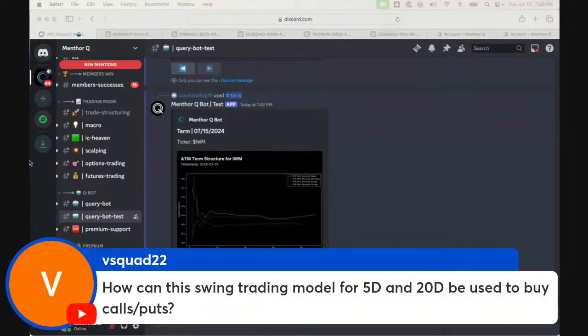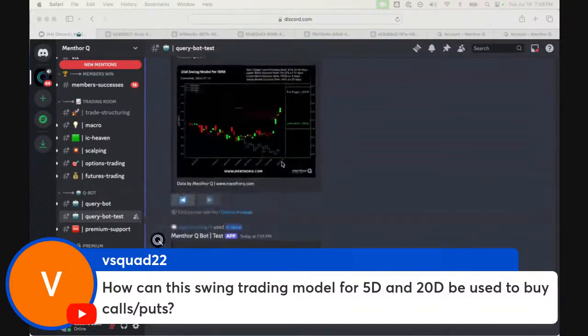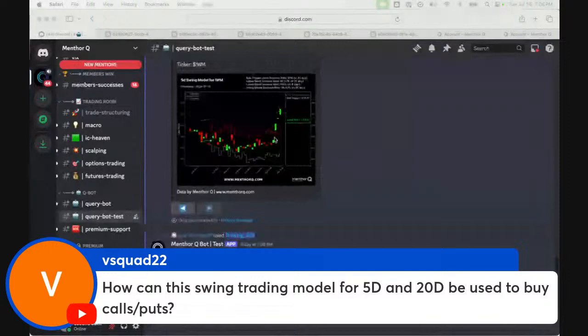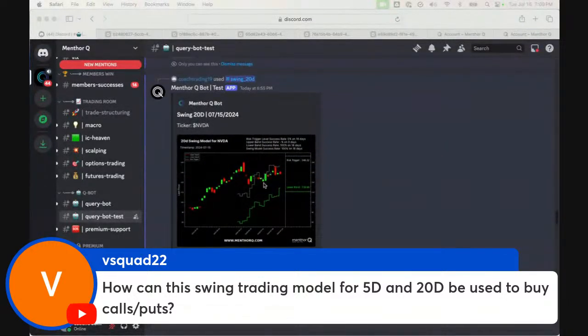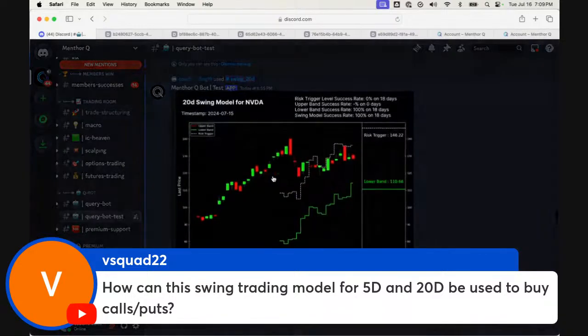Okay, so maybe we can go back, pull it up, and we can talk about it. Shall we go back to Nvidia? Yeah, sure, Nvidia is good. And let me actually remove this one second.